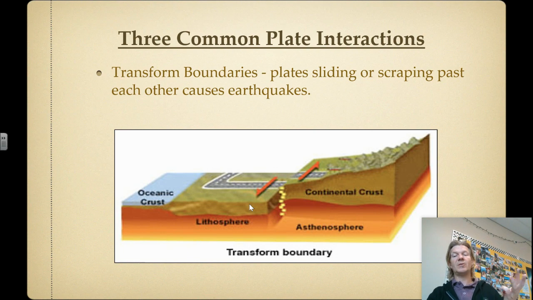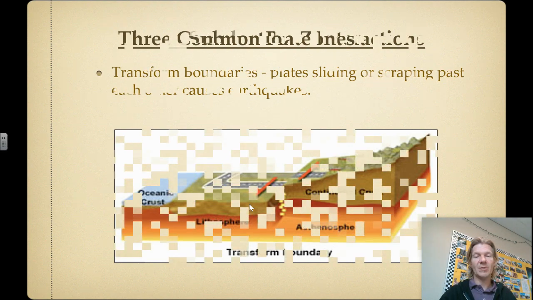Okay, so those are the three interactions. Plates come together, converging; they pull apart, that's diverging; they scrape past each other, that's transform. So those are the three important keys for today as you're writing things down.